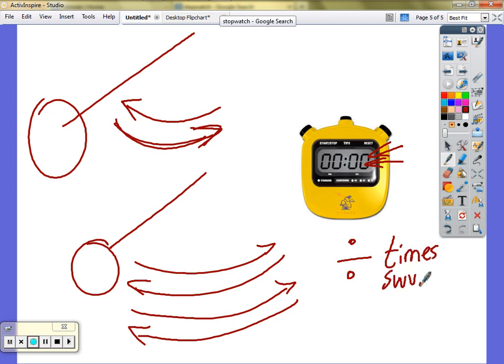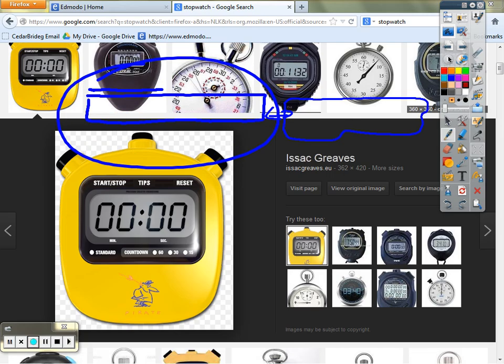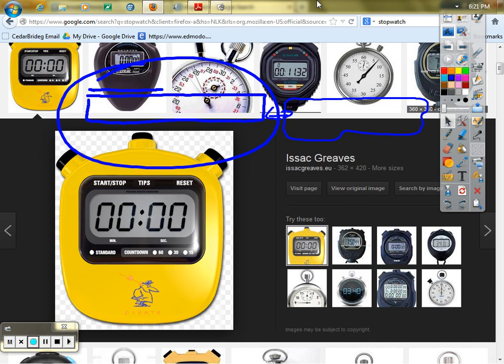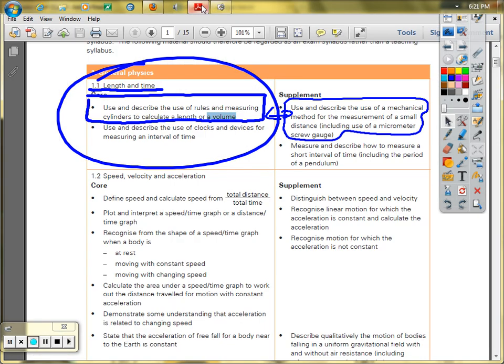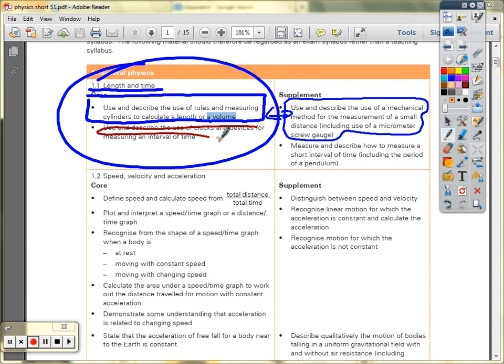Okay? In fact, if you peek at the syllabus, it says: use and describe the use of clocks and devices for measuring an interval of time. Yeah, we did that. Measure and describe how to measure a short interval of time. So for your short interval, you do it multiple times, including the period of a pendulum. Okay, so that's why I threw in the pendulum one.